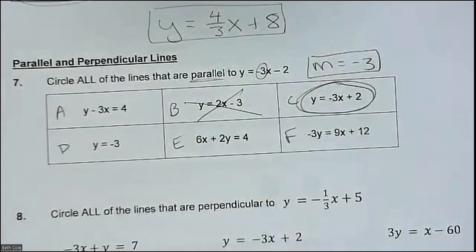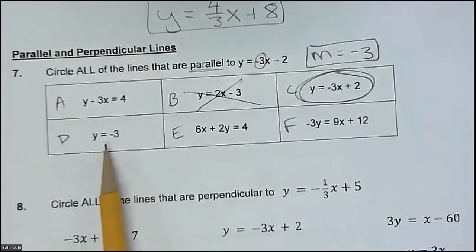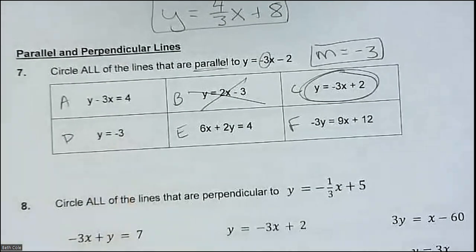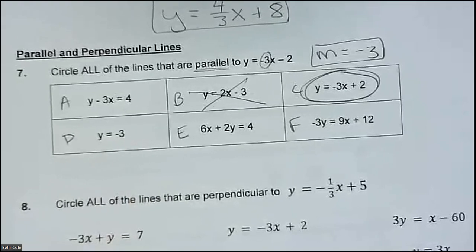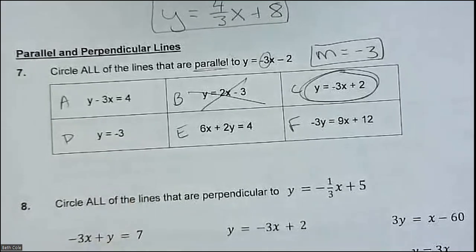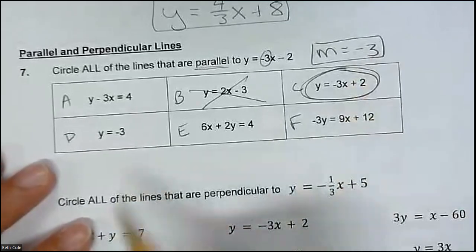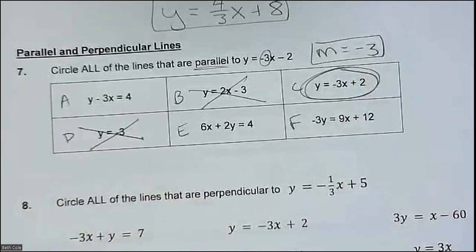Now there's one other that we can do before I go to the calculator here. Do you see D, this one right here? What kind of a line would that be? Horizontal. I heard somebody say the slope would be 0, not -3. So we don't want that one.